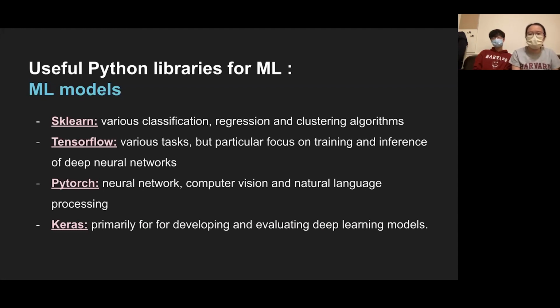And there is also TensorFlow, I think Google's deep neural network Python library. It goes for various tasks, training and inference, mostly on deep neural networks. And they have pretty good documentation online and on YouTube and really good tutorials. We also have PyTorch, which also runs on neural networks, computer vision, and NLP. And we have Keras. I think Keras is by Facebook, and it's primarily for developing and evaluating deep learning models as well. Those are really useful libraries and are really well documented. There are a lot of tutorials online that we actually recommend. And it's also linked, so you guys can have a look too.